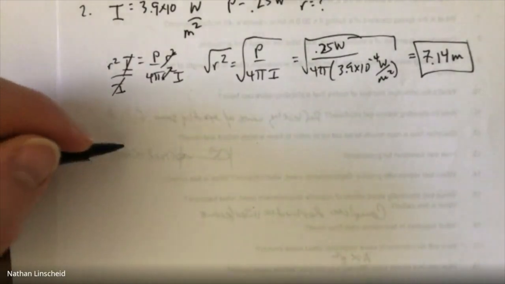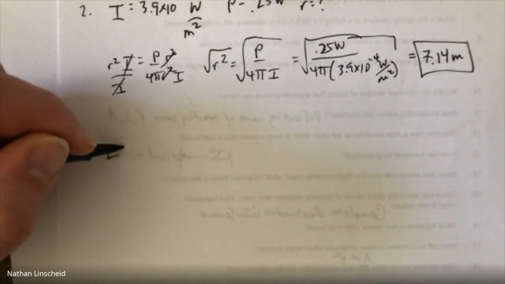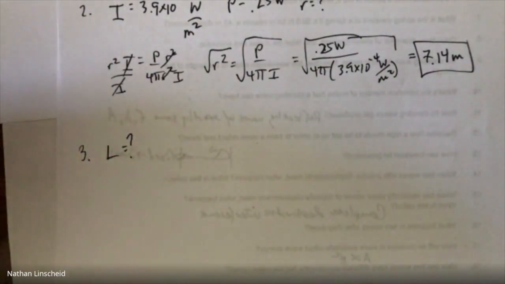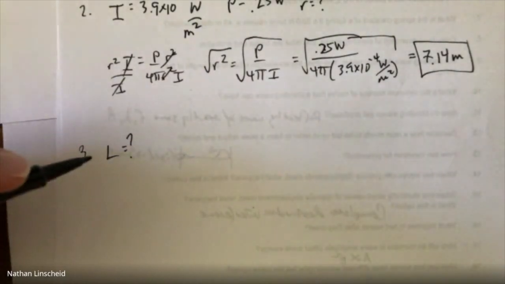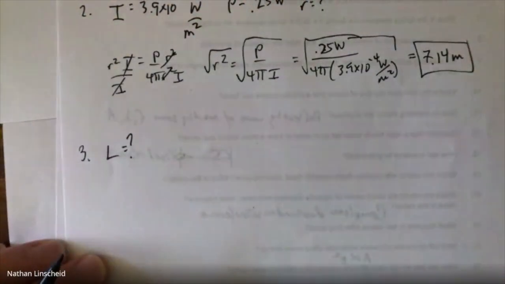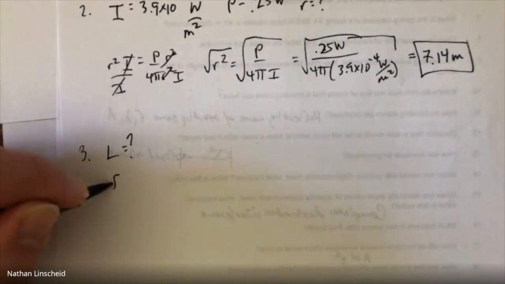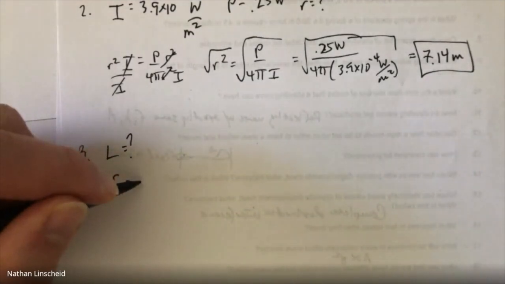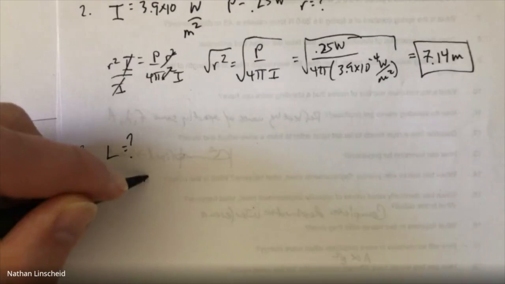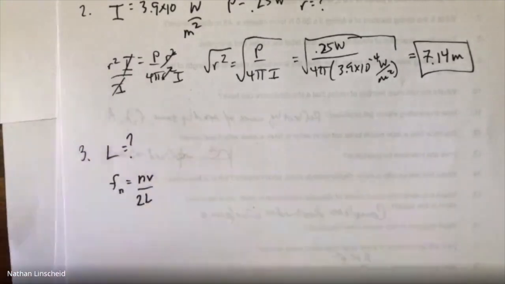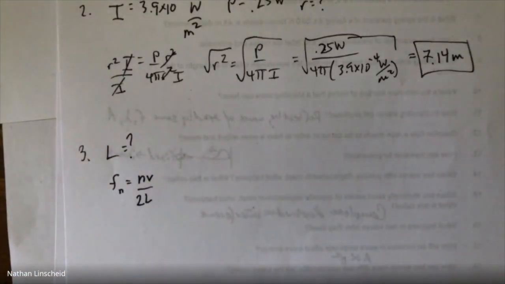Okay, so we're looking for a length. How long should an open pipe be? Now, when it says open pipe, that is a clue as to which equation we're going to need, and that equation is Fn equals NV over 2L. All right, that's the equation for open pipes and their harmonics.